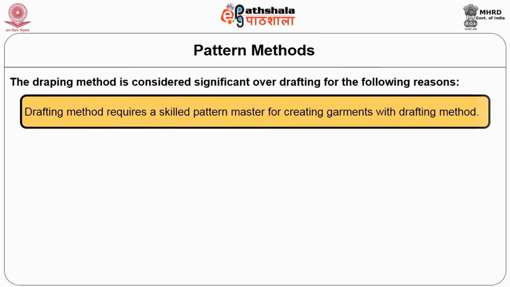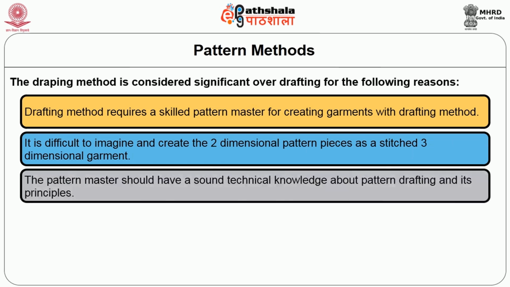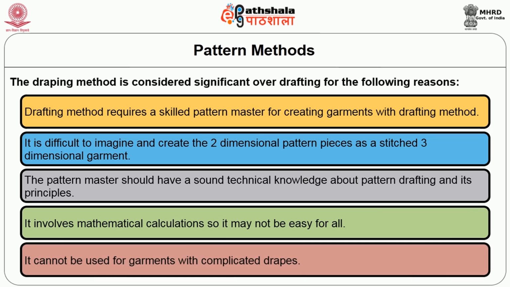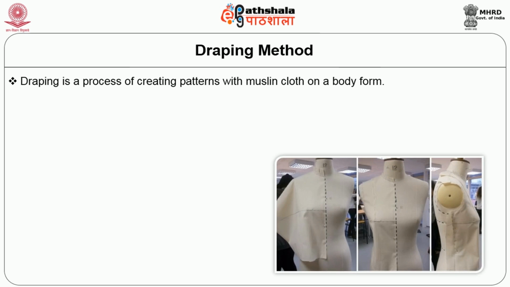The first, the drafting method requires a skilled pattern master for creating garments in this form. It is difficult to manage and create a two-dimensional pattern piece for a stitched three-dimensional garment. The pattern master should have a sound technical knowledge about pattern drafting and its principles. It involves mathematical calculations, so it may not be easy for all. It cannot be used for garments with complicated drapes. We will now learn more about the draping method.